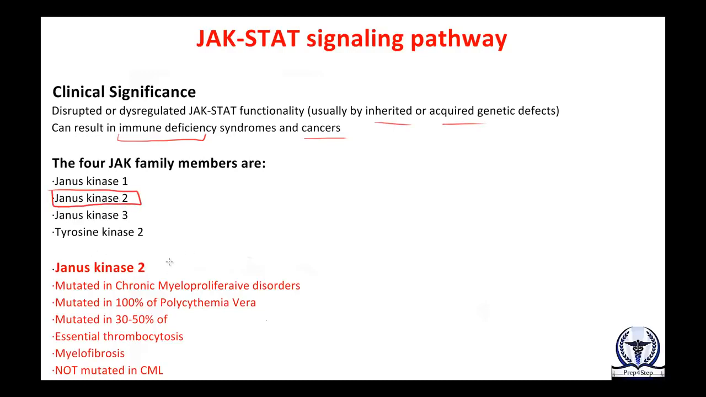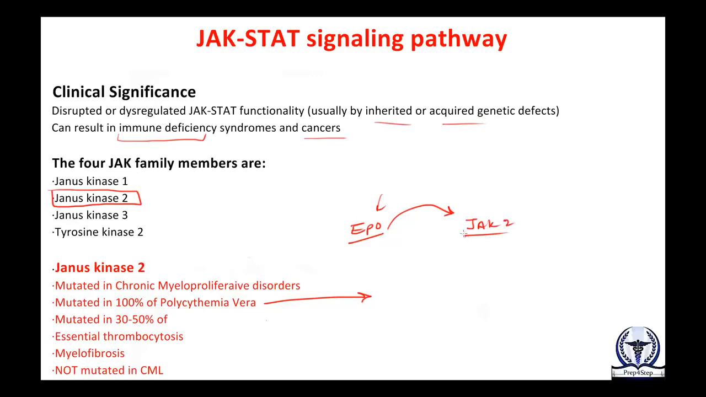Now, what's important about this? Well, the Janus kinase 2, or the JAK2, is mutated in a lot of the chronic myeloproliferative disorders, okay? Now, in the case of polycythemia vera, what's the problem? Remember, for polycythemia to occur, you need to produce red blood cells. You need that hormone, which is erythropoietin. In this case, the erythropoietin doesn't even need to bind to the JAK2.